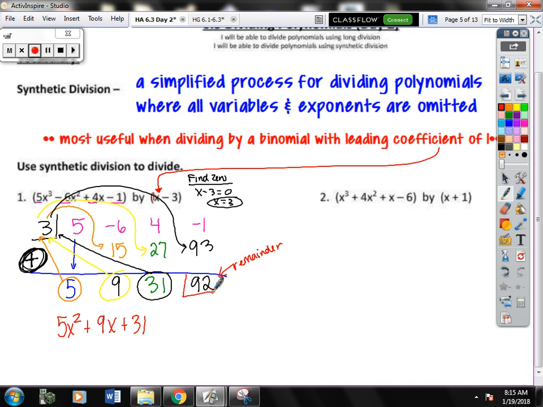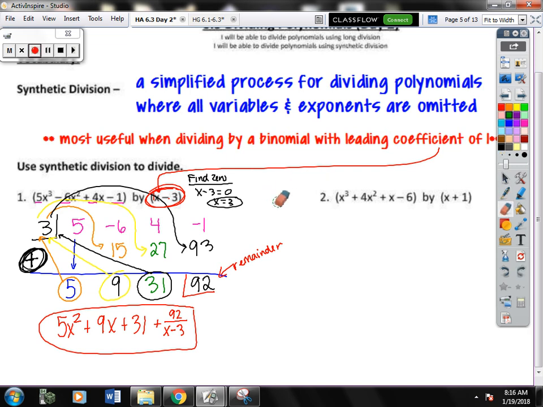And then remember, we usually do our remainder as plus 92 as a fraction. What goes in the denominator is the divisor, what we divided by, so our x minus 3 from the question up here. And that's your final answer. This can be done using long division as well, but this does simplify the process so that you don't have to worry about what multiplies to get x squared, x cubed, etc. It just uses the coefficients.